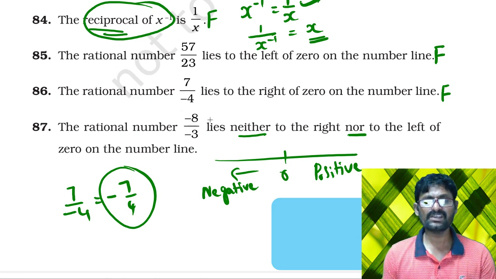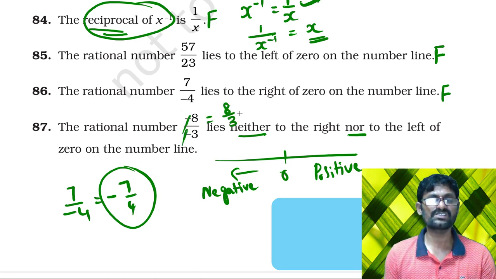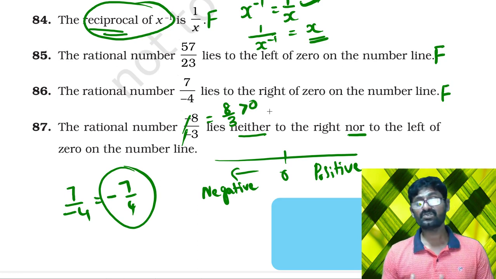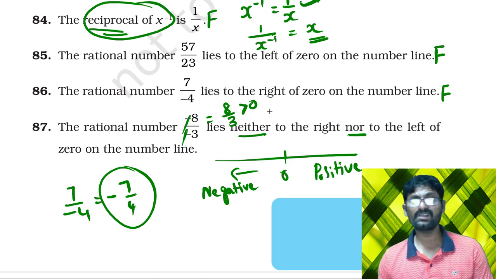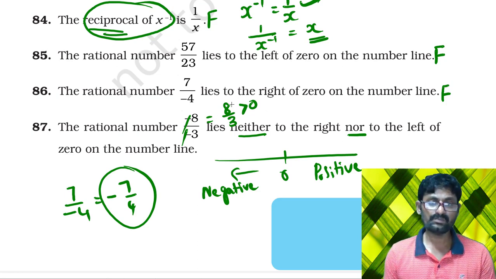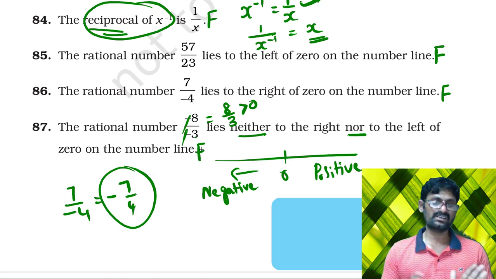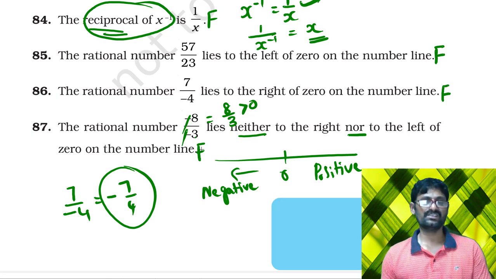Now negative 8 by negative 3, the minus signs get cancelled. This is equal to 8 by 3, so this is a positive number. This is greater than 0. All positive numbers lie on the right side of 0 on the number line. So negative 8 by negative 3 is also on the right side of 0. So this is a false statement. Given that it is neither right nor left, that is not correct. It will be at the right.